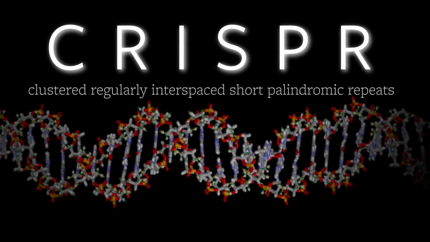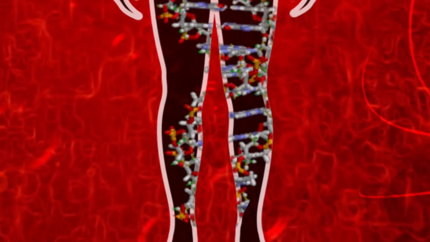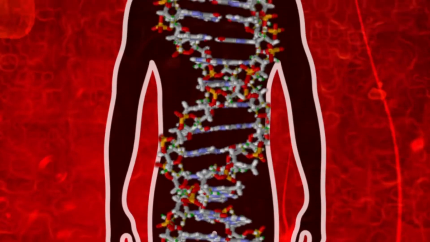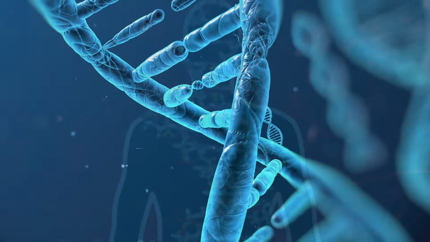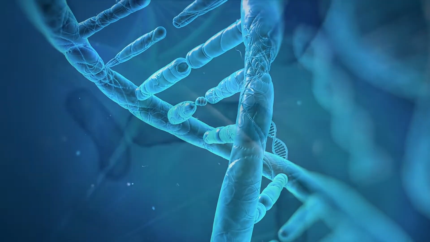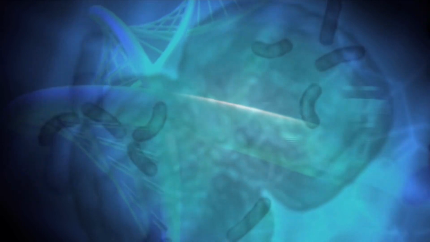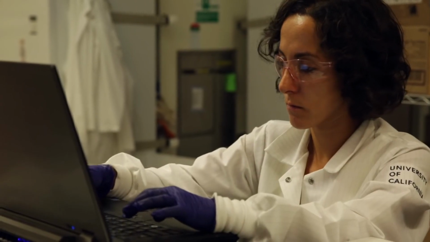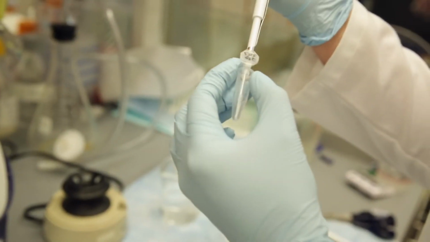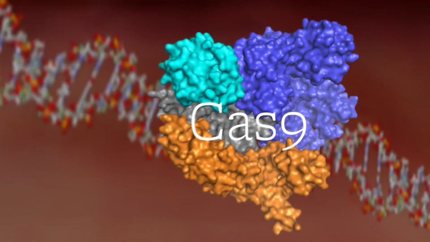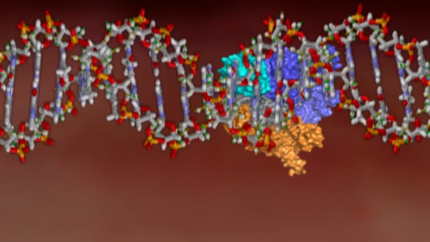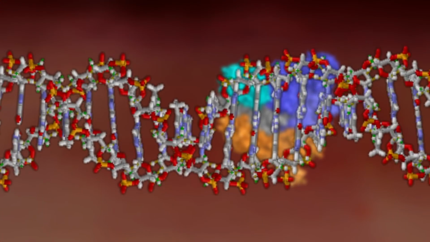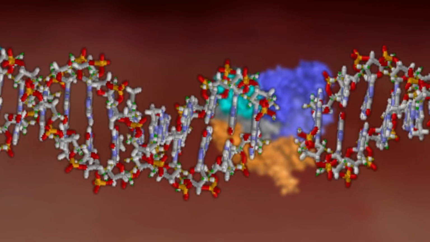CRISPR is a technology for changing the sequence of DNA in cells in a precise fashion to correct mutations that might otherwise cause disease. It's going to enable a lot of science to be done that was impossible to do in the past. So the way the CRISPR technology works is by the action of a protein called Cas9 that functions like a molecular scalpel for DNA.